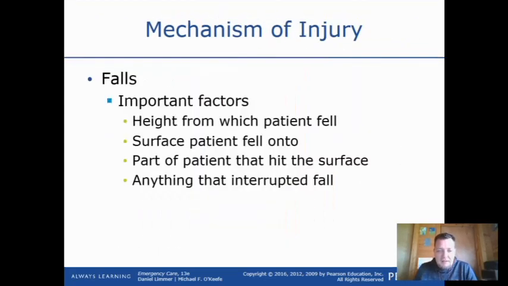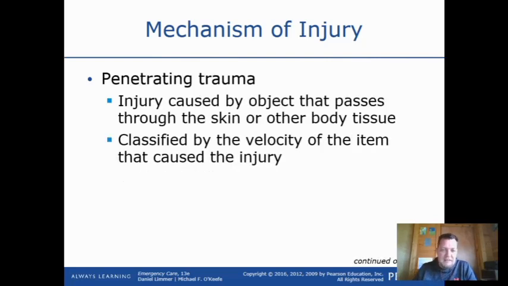All right. So important factors for falls. We want to know what the height was that the patient fell from, the surface that the patient fell onto, and part of the patient that hit the surface first, and anything that interrupted the fall. Were they able to land on something soft? Was there something that they hit on the way down? Those type of things. Okay.